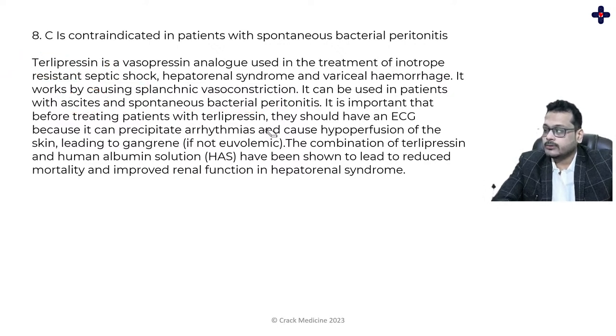Okay, also in cases of ascites, the combination of terlipressin with human albumin, right? Albumin is definitely given. So you have to understand that these two, they go hand in hand. Also in case of hepatorenal syndrome, make sure you not only give terlipressin, but apart from that, you also give plasma expander, that is human albumin solution.